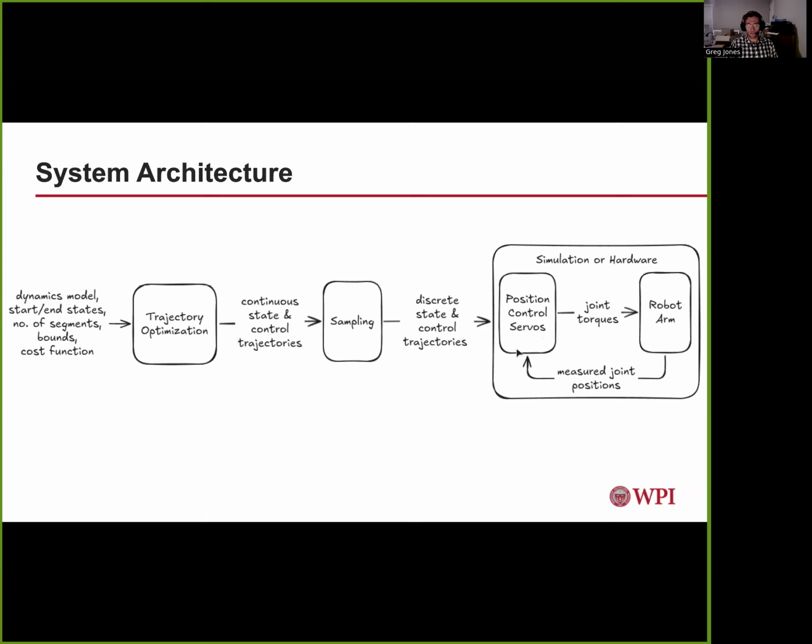And then in the simulator or hardware, these servos would then output appropriate torques to the physical links or the joints of the links, and then get feedback in the form of joint positions internally in the servos that had internal PID loops running.